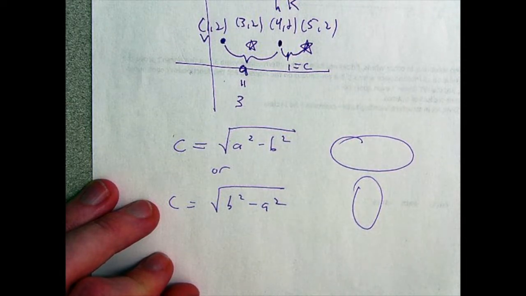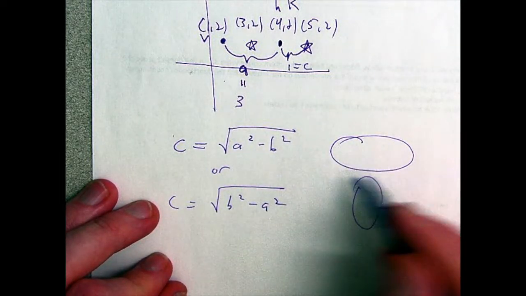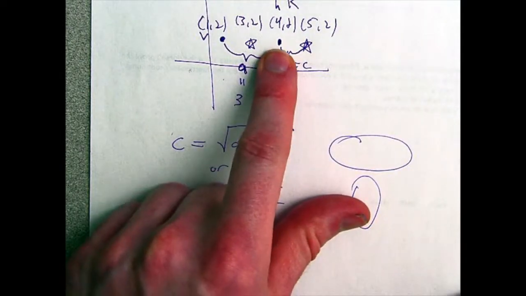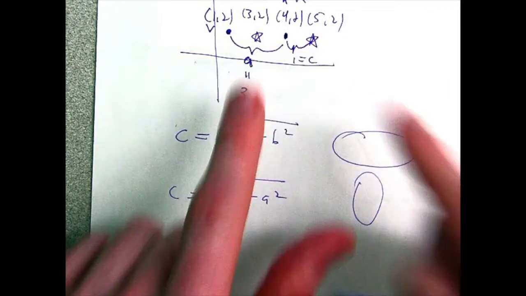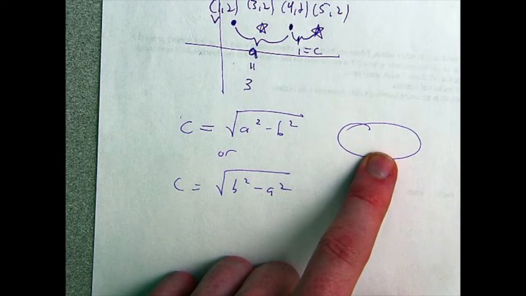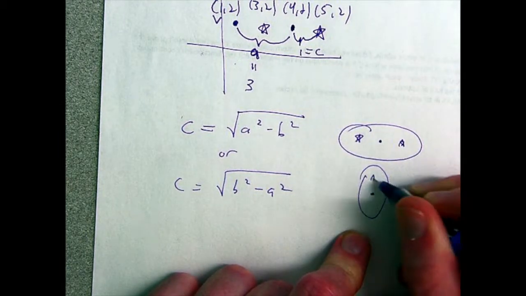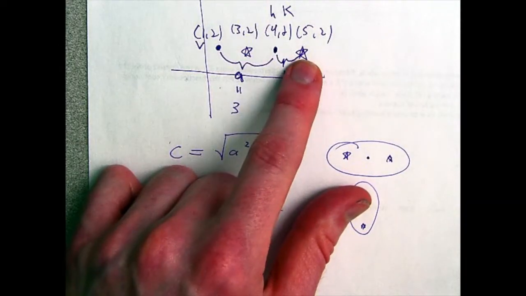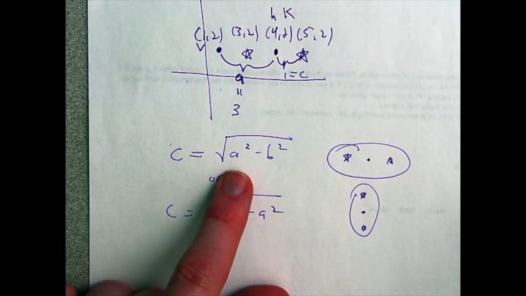However, we have to be careful about making sure we use the right equation. Which one should we use? It depends upon whether you have a horizontal or vertical ellipse. In this case, our foci are to the left and right of the center, which means that we have a horizontal ellipse. Remember, for a horizontal ellipse, your foci are left and right. For a vertical ellipse, your foci are above and below. Because the foci are to the left and the right of the center, we know that we have a horizontal ellipse, which means we should be using this equation, right?